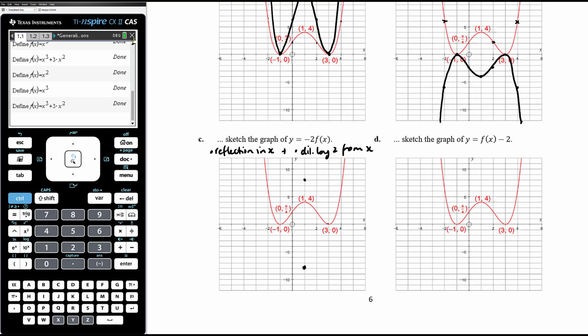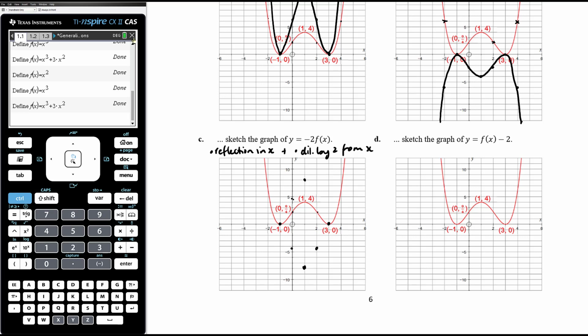Okay. This point, when we reflect in the x-axis, stays here, and when we dilate it from the x-axis by a factor of 2, still stays here. The two x-intercepts will both stay where they are. We can pick some other points. So 9 on 4, when we double that, that's 9 on 2, which is 4.5. Okay, and reflecting that in the x-axis, it comes down to -4.5. And we've got the nice symmetric point over here at 2, so that's going to be at 2, -4.5.